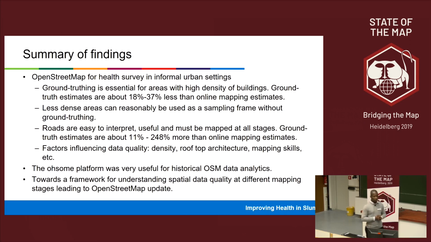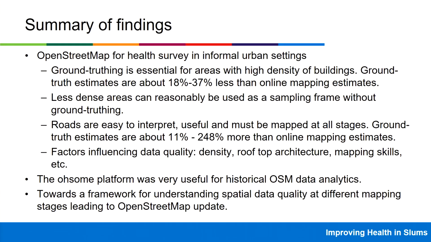So in summary, ground truthing is essential for areas with higher density of buildings and also of roads. We found that ground truth estimates are about 18 to 37% less than that of the online mapping estimate. So I'm saying that ground truth estimates, that is stage 3, are always less than the online mapping estimate, which is stage 2. And also, the results so far point to the fact that less dense areas can "reasonably", I should have put quotes there, be used as a sampling frame without necessarily going to the ground.